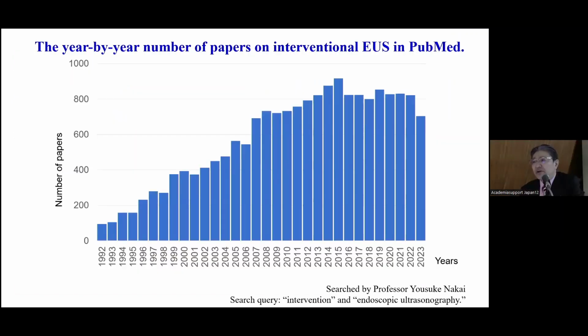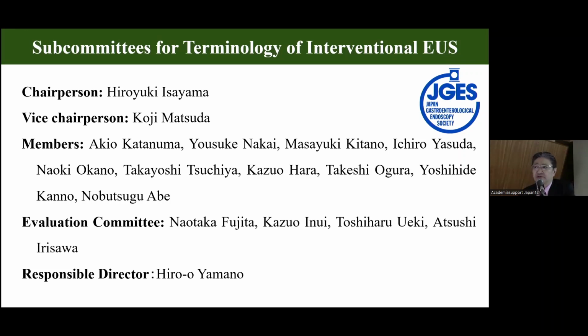This presentation is about the terminology of interventional EUS. Recently, the number of publications about interventional EUS has been increasing year by year, but the terminology is not established, and there is much confusion, especially in the words used. So then the JGS decided to establish the terminology of interventional EUS. This slide shows the subcommittee on the terminology of interventional EUS. I'm the chair of this committee, and Professor Yasuda and Dr. Nakai are also members, and also Dr. Hara. This time I talk about our proposal, and many of the slides in my talk are provided by Dr. Nakai.